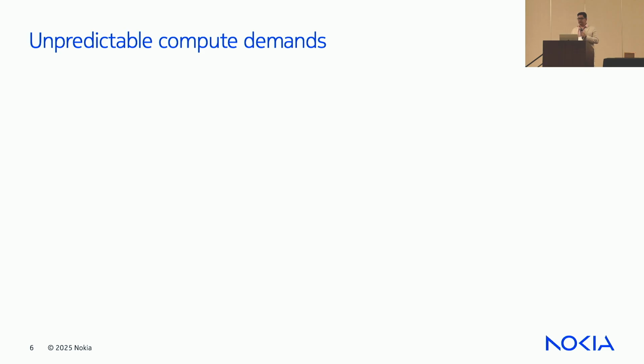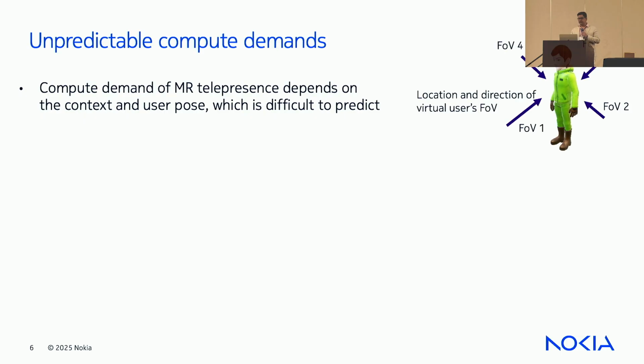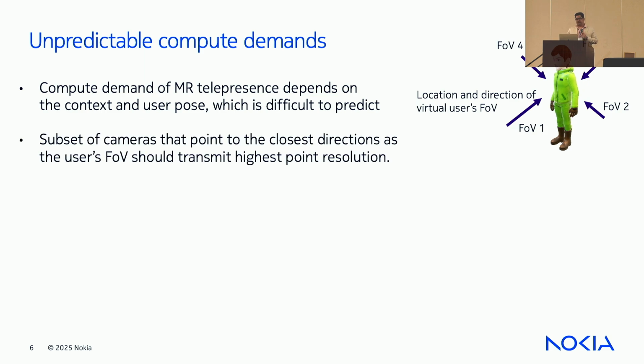The second problem is unpredictable compute demand. The compute demand of telepresence depends on context and user pose. For example, you can see that the remote user can look in different directions at this person. This field of view can change at any time, so it is difficult to predict. The subset of cameras that point to the user's field of view should have the highest point cloud resolution, and this changes over time with the user context as well.